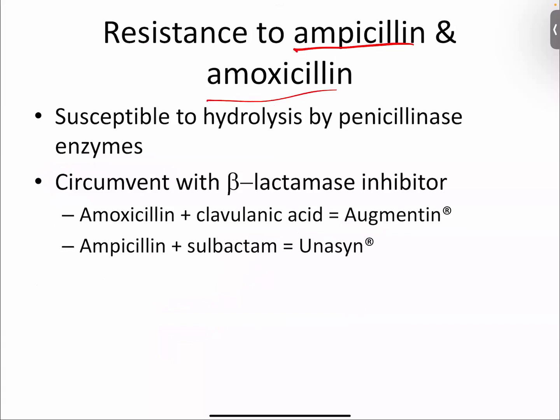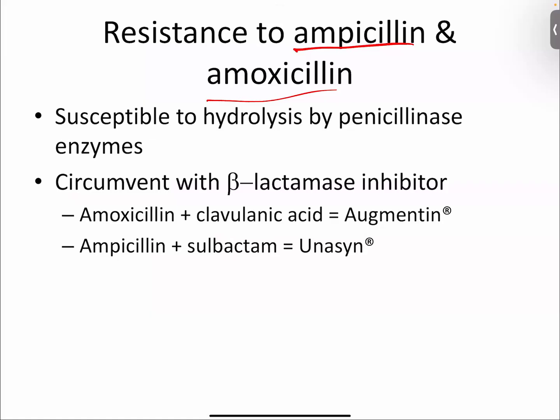Ampicillin and amoxicillin, aminopenicillins, have good bioavailability, but they are penicillinase sensitive, beta-lactamase sensitive. So you're not going to use ampicillin or amoxicillin to treat a staph infection. But if you couple ampicillin or amoxicillin with the appropriate beta-lactamase inhibitor, then you will get some activity. You'll get some efficacy at that point.